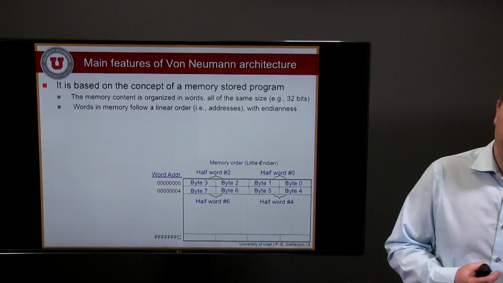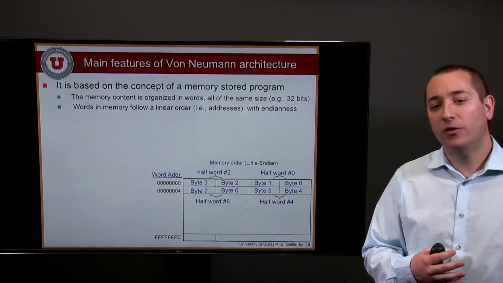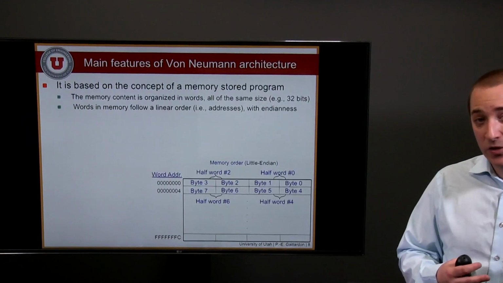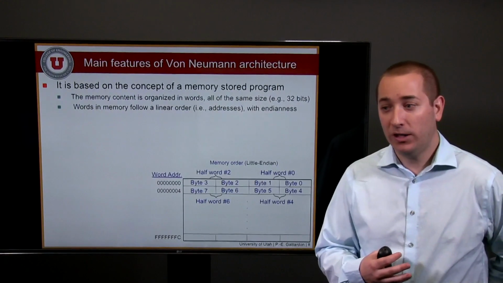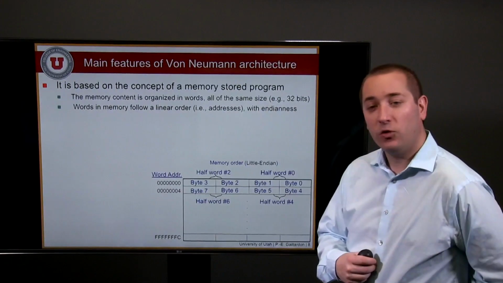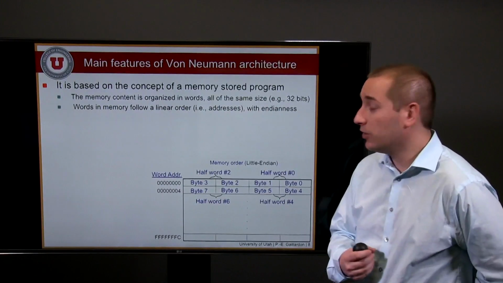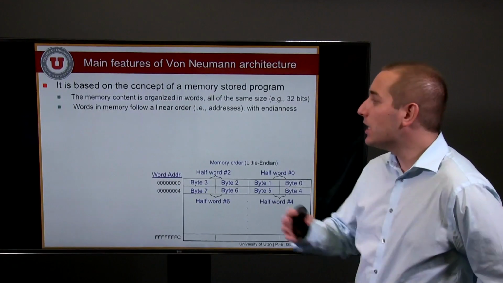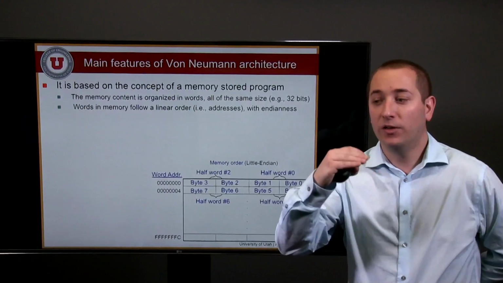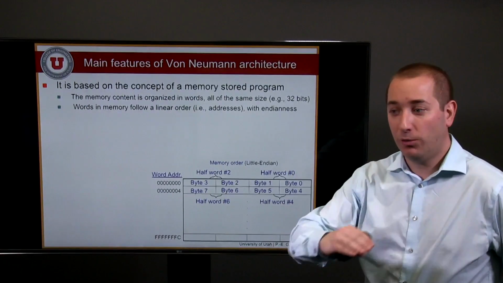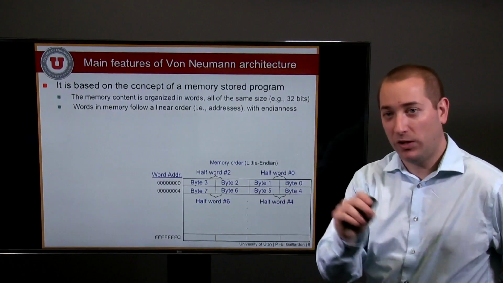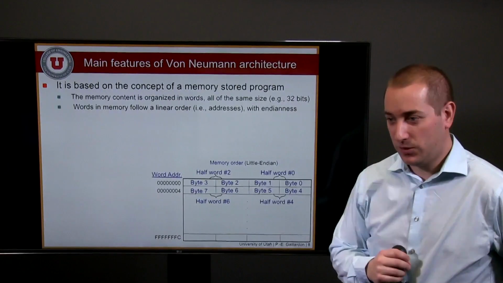So the main features of the von Neumann architecture, as I said: it is based on the concept of memory stored program. The memory content will be organized in particular in words, all of the same size. In our case, we're considering words of 32 bits. And the words in memory follow a linear order based on the address. So we'll start at address 0, then address 32, because you count in terms of bits, and so on and so forth.